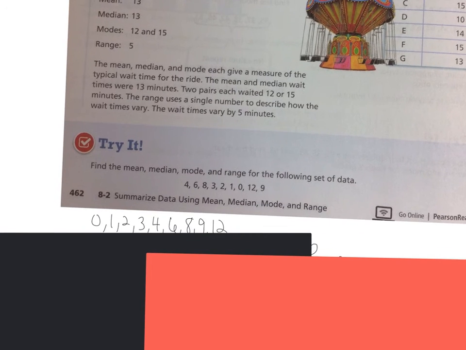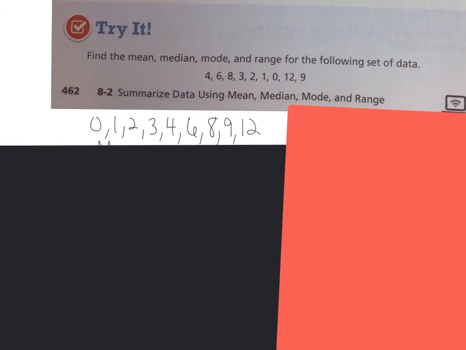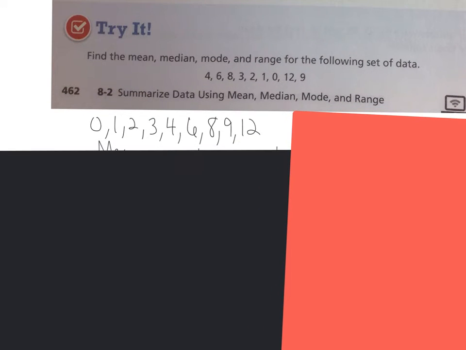So we look at the try it. They want us to find the mean, median, mode, and range for this set of data. So the first thing is we're going to need to put the numbers in order. Put the numbers in order, and then for the mean, what are we going to do?